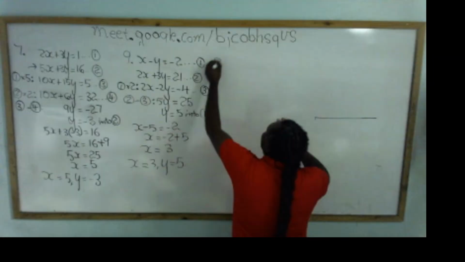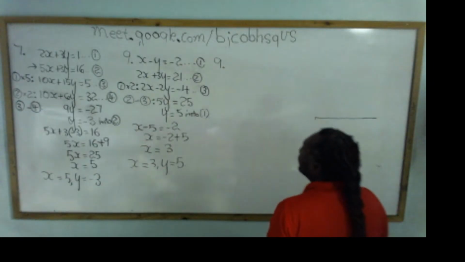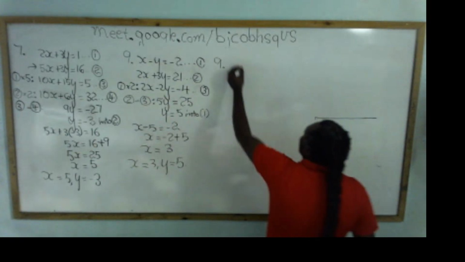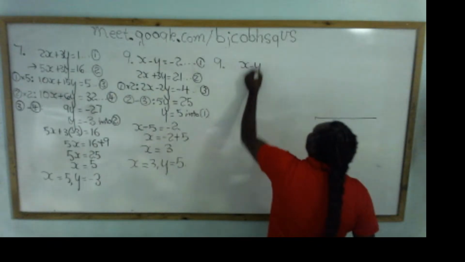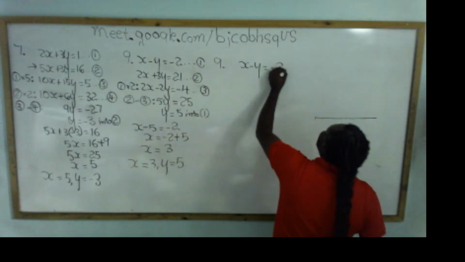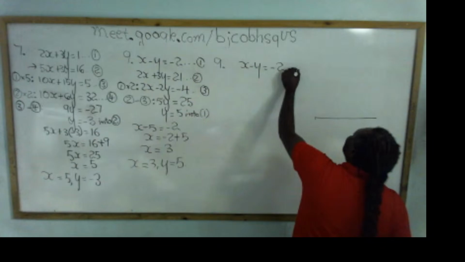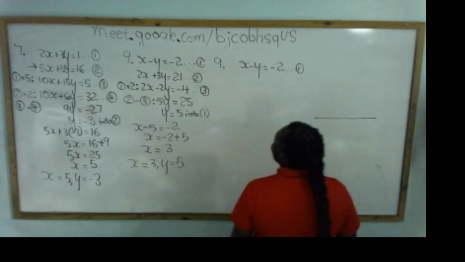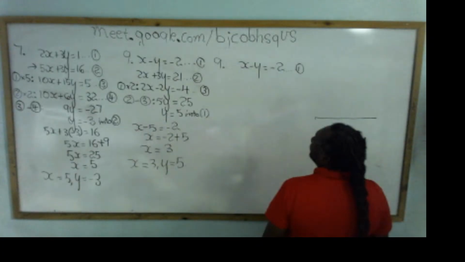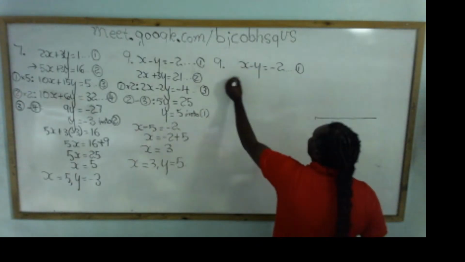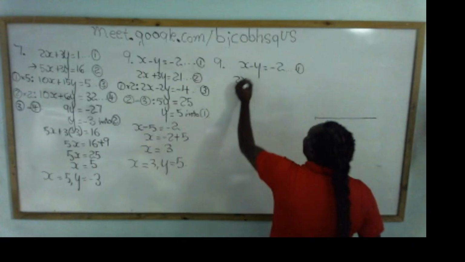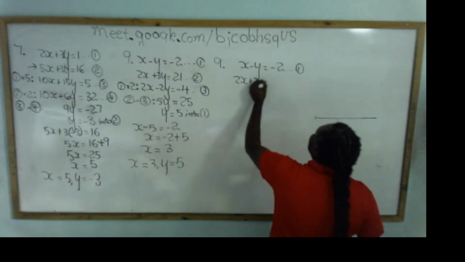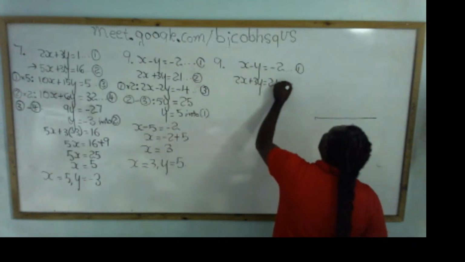Number 9 again. x minus y is equal to negative 2. That is your equation 1. And 2x plus 3y is equal to 21. That's equation 2.